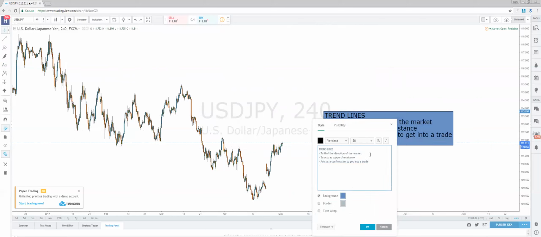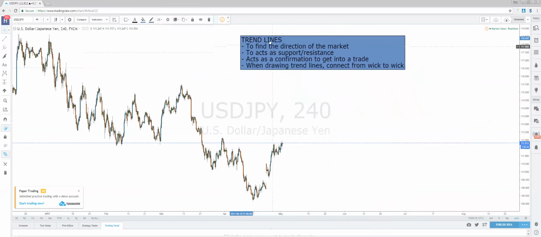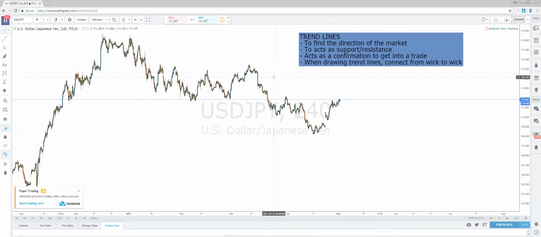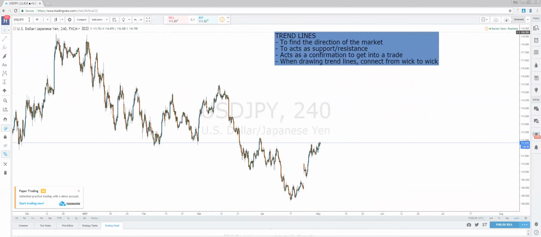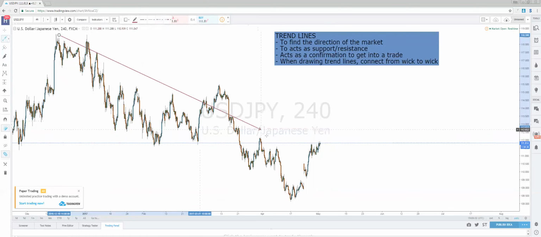Trend lines. Also, when drawing trend lines, connect from wick to wick. Okay, so let me go over here. Right now we're on the 4 hour on USD JPY. I'm looking at this right now, and I'm seeing a downtrend. We see the market going down. This is pretty obvious to everybody, right?